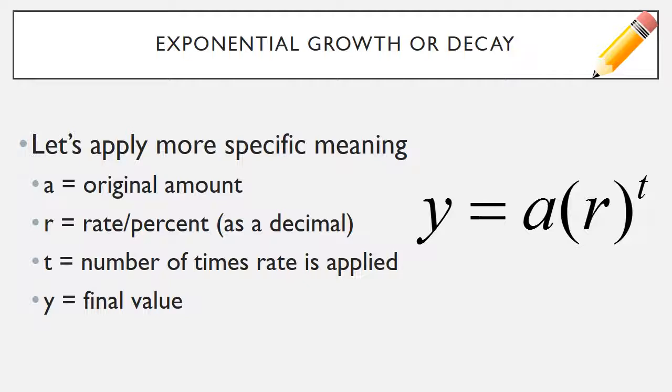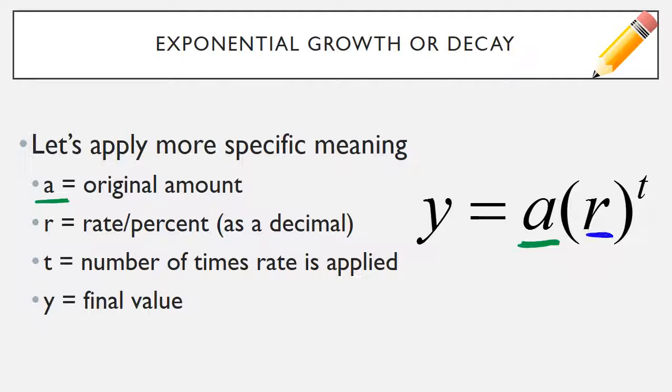Let's take a more specific look at exponential growth or decay. Now you've already, again, written these equations. We've always had an initial amount. That stays the same. You're always going to have something that you're starting with. So you're going to have a number out front. That is your initial amount.